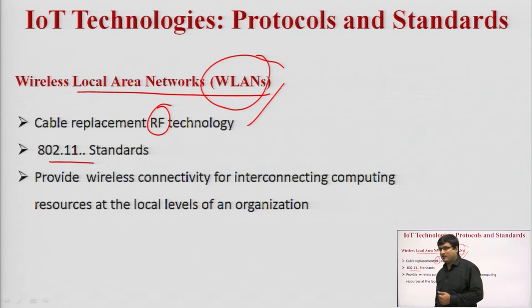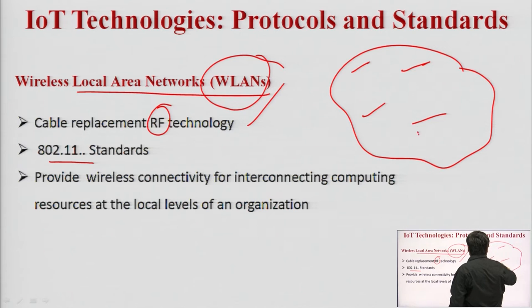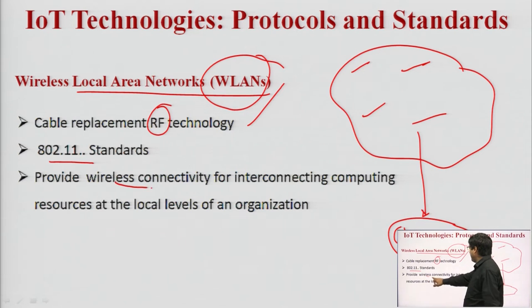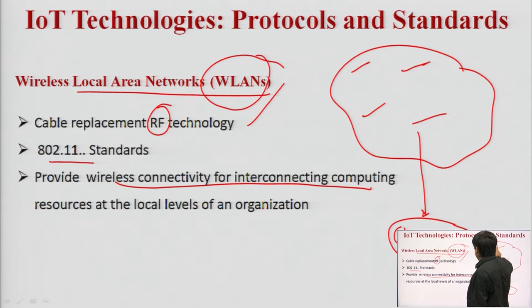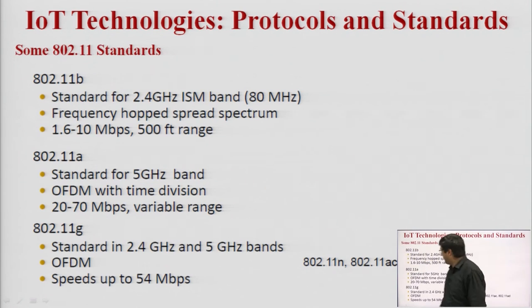It is based upon the 802.11 standards, and it provides wireless connectivity for interconnecting computing resources at the local levels of an organization. So basically, in WLAN, we are deploying various devices in an organization. All are based upon the cloud computing concept. We can transmit data to the cloud server. It has a short range, only up to a few kilometers, not more than that. Okay. So it has some standards.